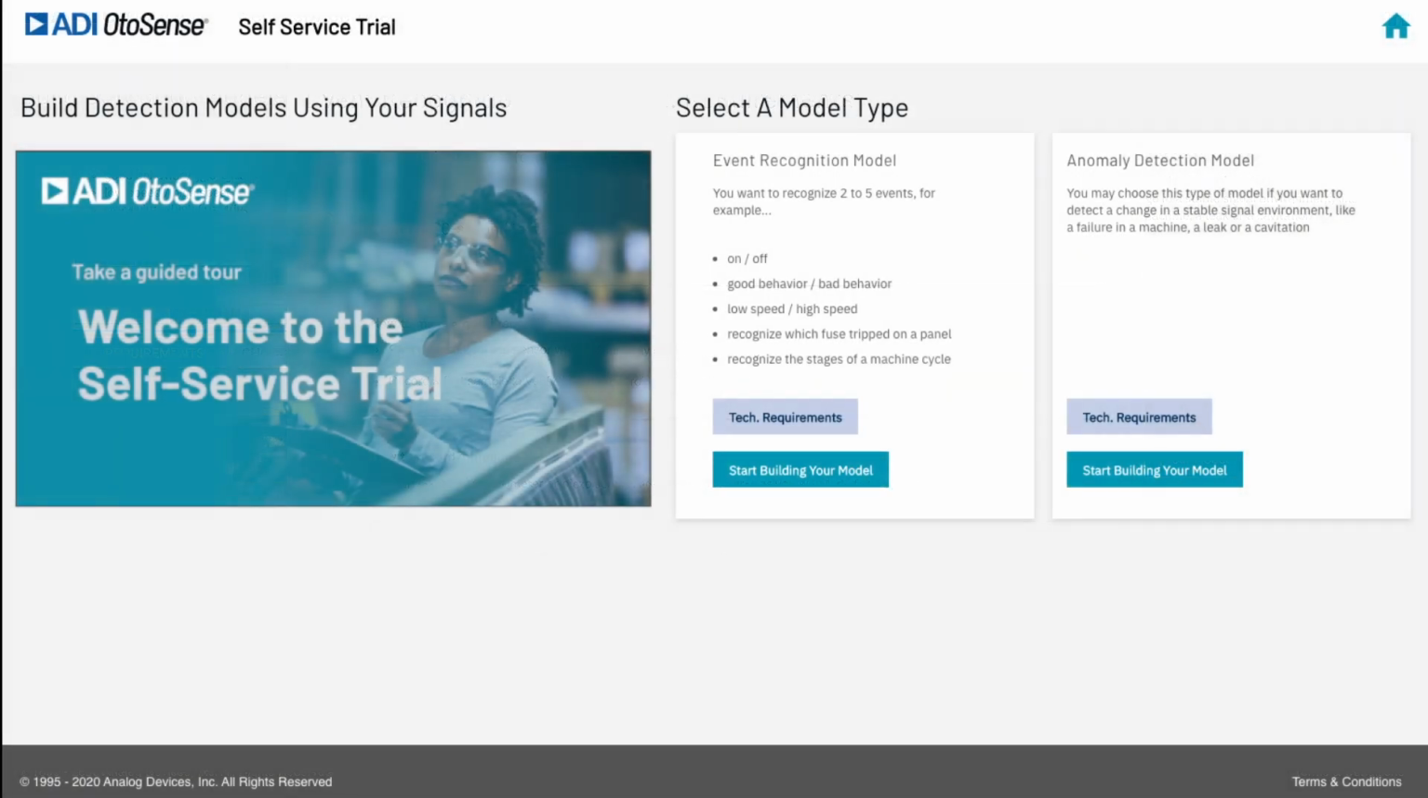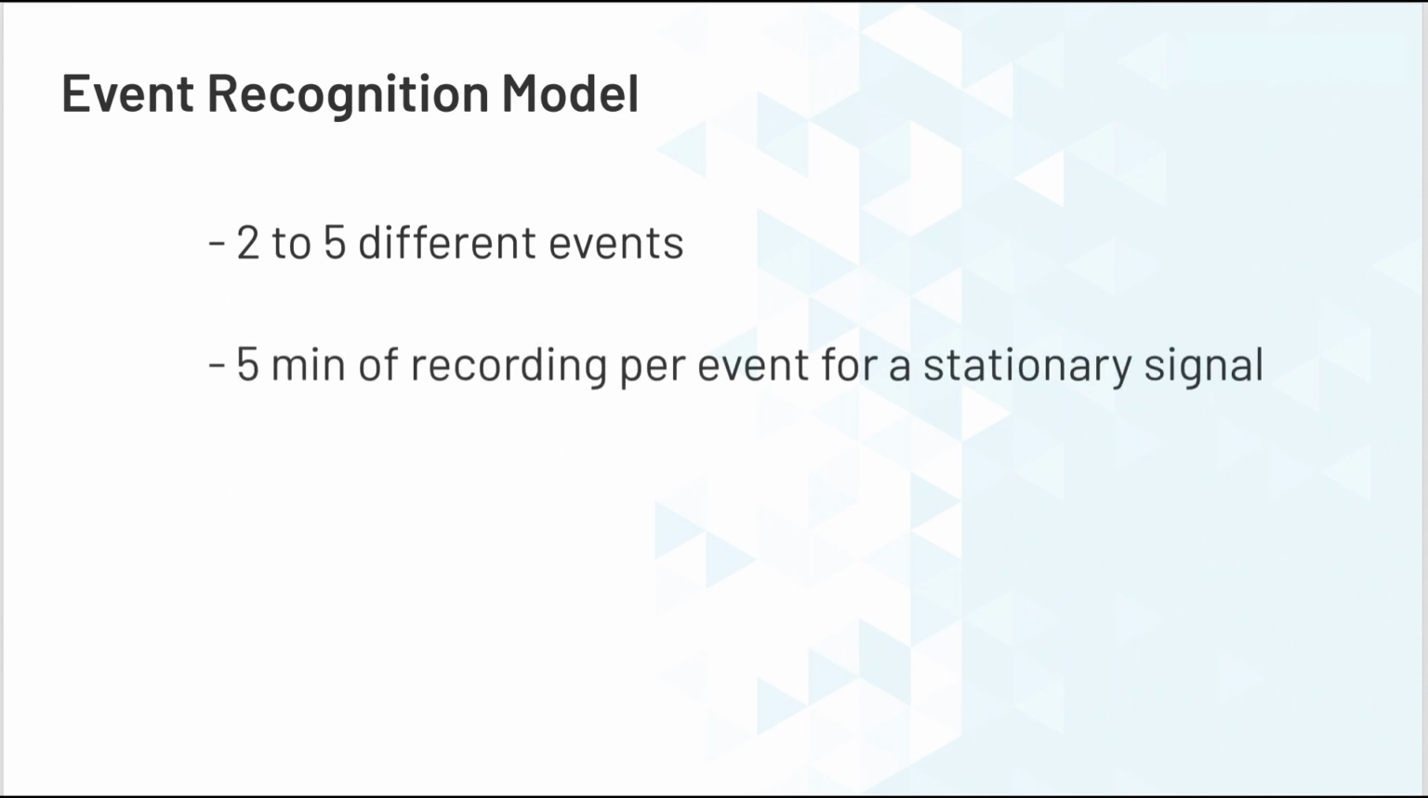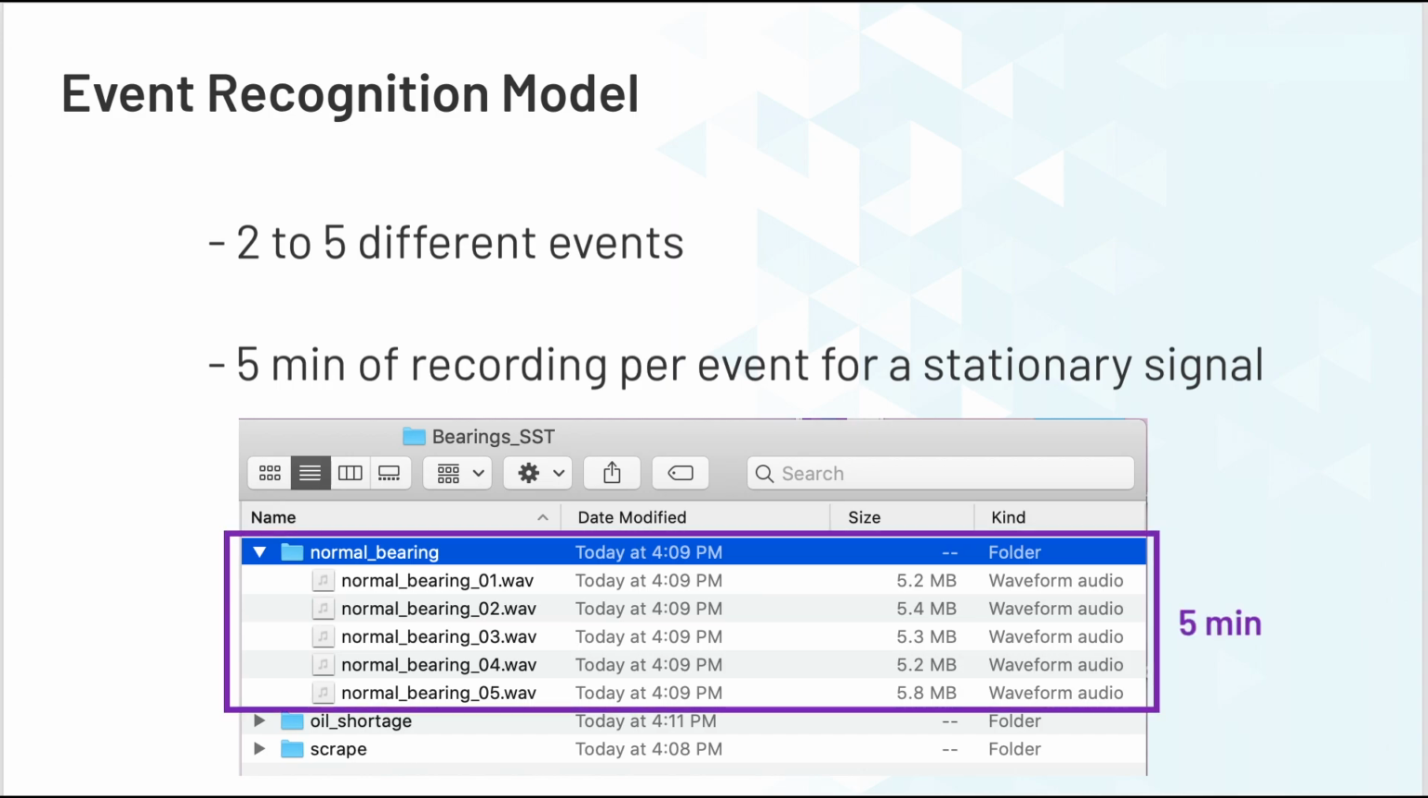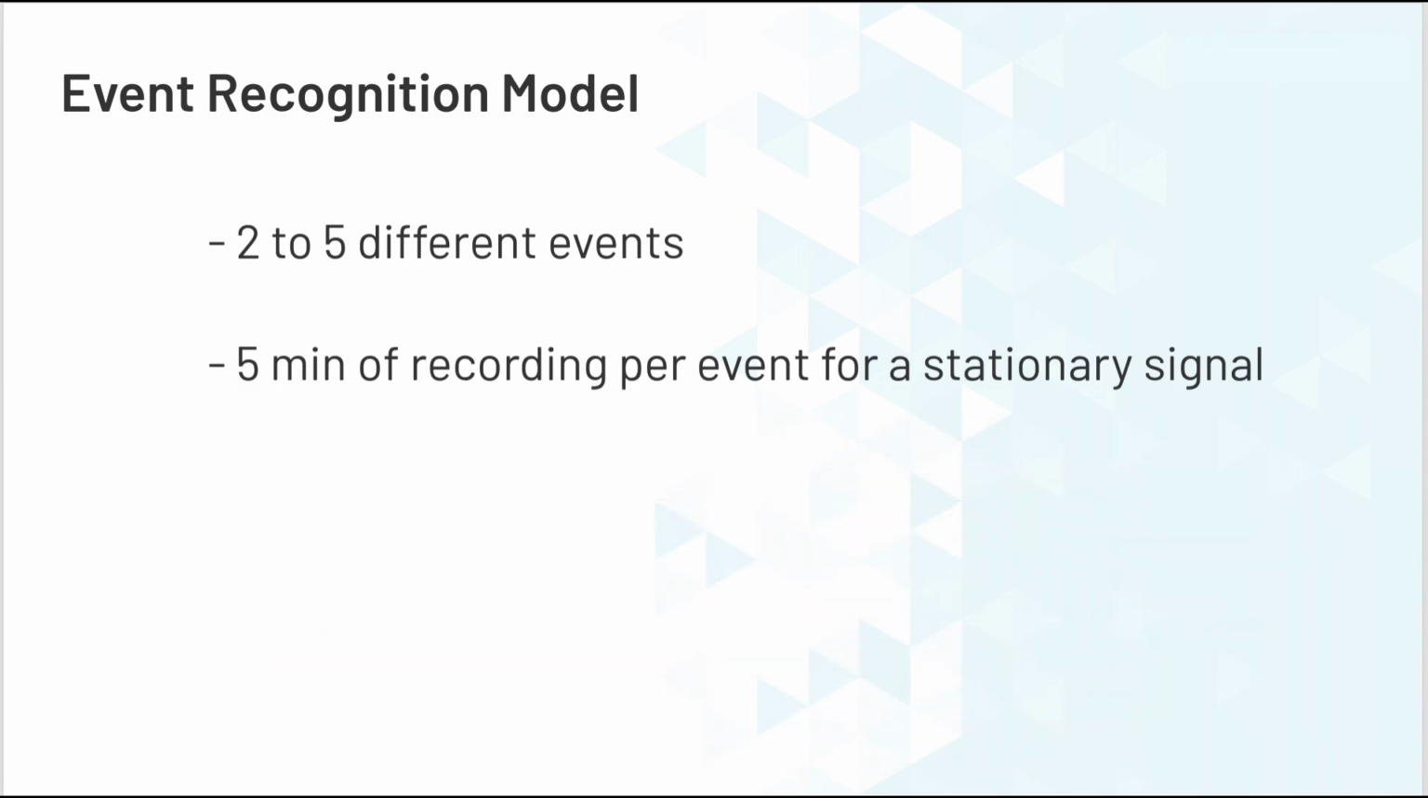Okay, now that you have chosen the type of model that best suits your needs, how exactly does it work? Let's go back to the event recognition model. In this trial, you can have OtoSense recognize 2 to 5 different events. Because OtoSense needs to learn before it can perform the recognition, we ask you to provide at least 5 minutes of recordings for each event if the signals are stationary, like the sound of a pump, bearings, or of a motor. You can upload several files per event, as long as the sum of the recordings exceeds 5 minutes.